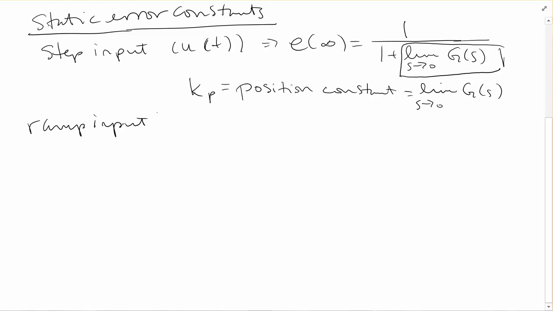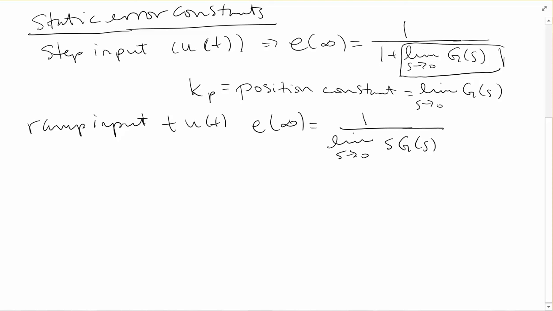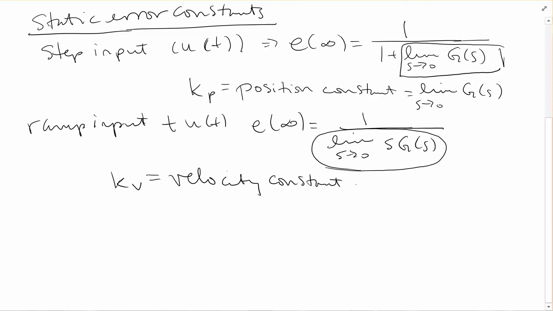Right, so here's ramp input. So this one we're going to have t times u of t. And then our equation that we derived in class last week is going to be 1 over the limit as s goes to 0 of s times g of s. Again, we're going to focus on this limit in the denominator. And we're going to call that k sub v, where the v stands for velocity. So k sub v is going to be the velocity constant. And k sub v is just going to equal this limit.